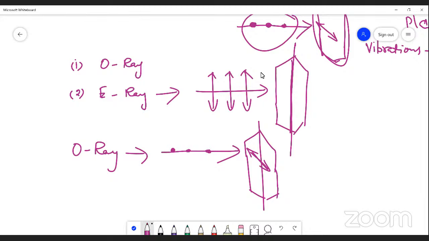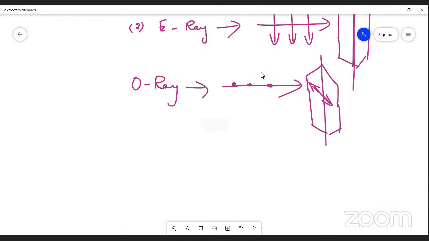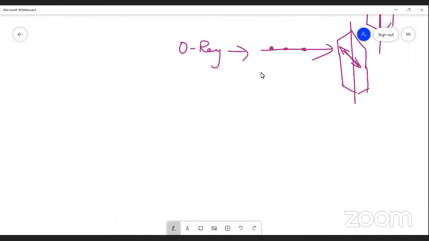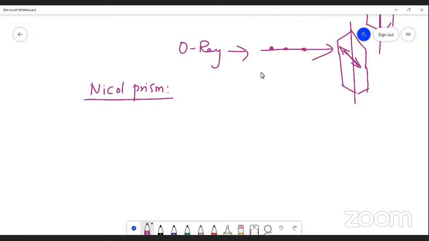Yes, sir. Very good. Now we are discussing the topic of the Nicol prism. It's a very important one. Consider the Nicol prism.